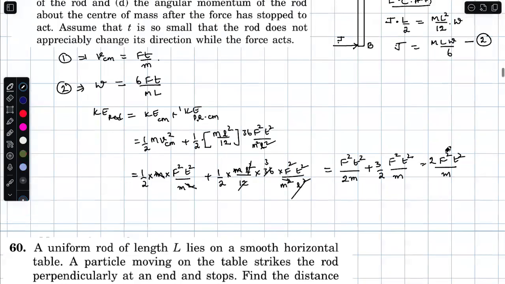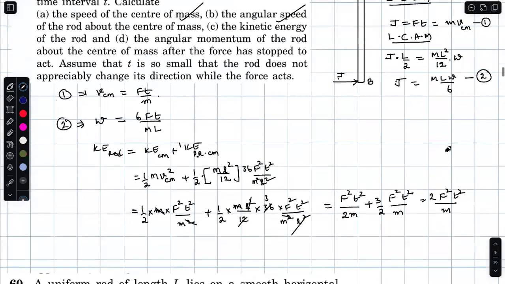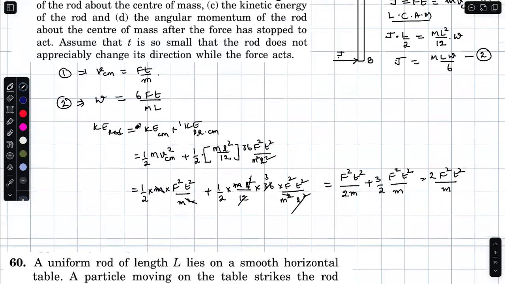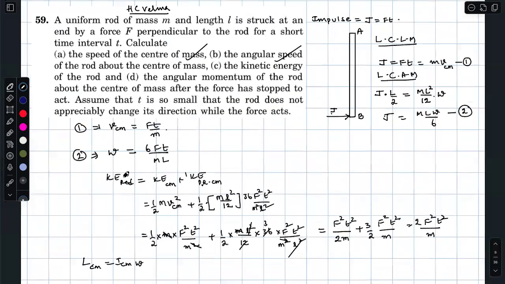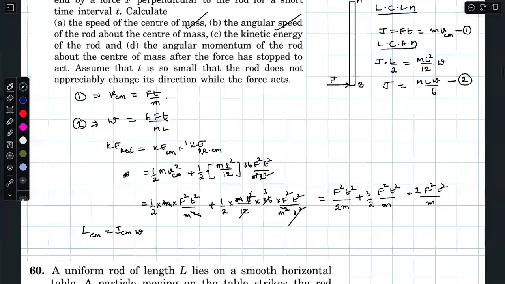Clear? So you asked me totally four things. I have given KE of the rod. You want the angular momentum of the rod about the center of mass. Angular momentum about the center of mass is simply I CM omega, and you know everything related to this. I CM omega. Are we clear now? Just please confirm whether you have understood these steps or not. Sure? Right. Next step.